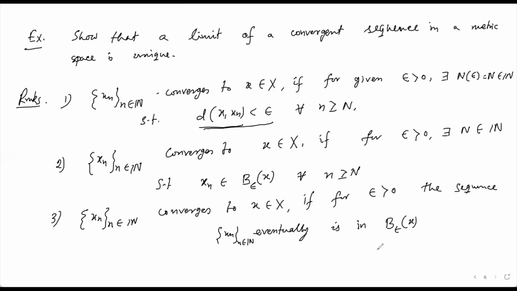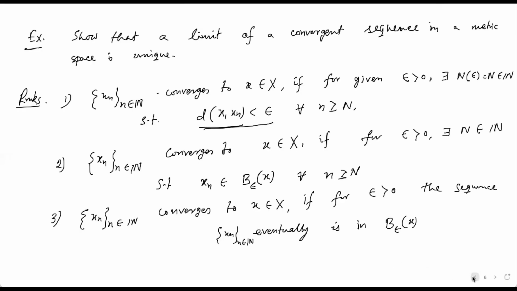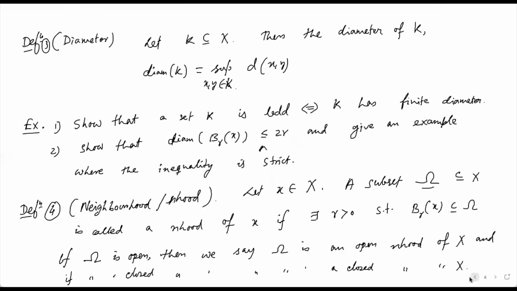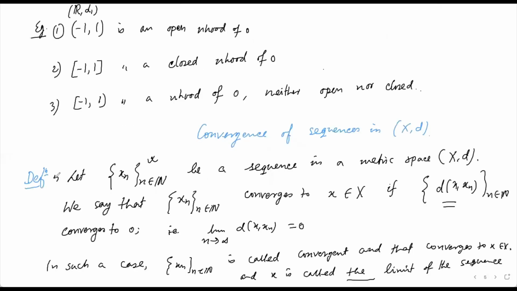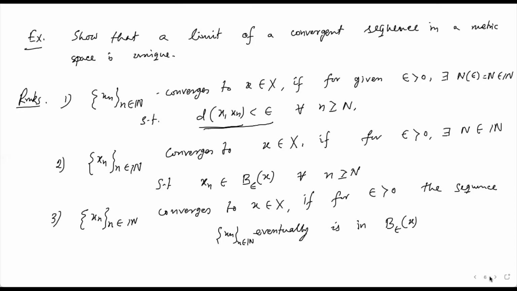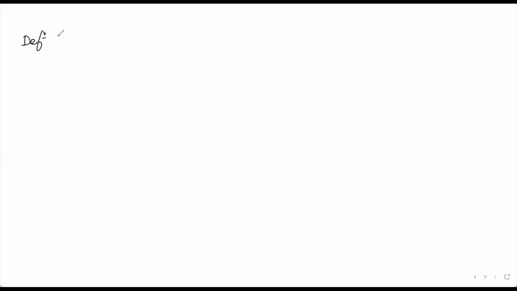So now we give another definition, the notion of Cauchy sequence. This is definition 4, this is 5. Now we give the sixth definition: Cauchy sequence.